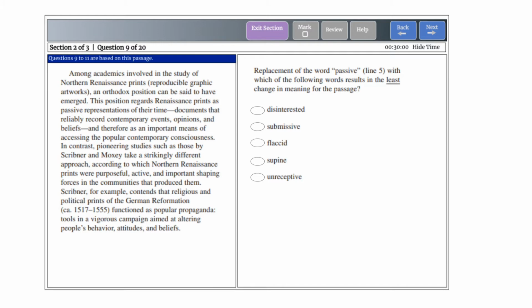Even though those other words could mean the same thing as passive, we need a word that matches the meaning of this sentence. So if we read it back, the position regards Renaissance prints as disinterested representations of their time, documents that reliably record contemporary events, opinions, and beliefs. And it gives us the exact same meaning.